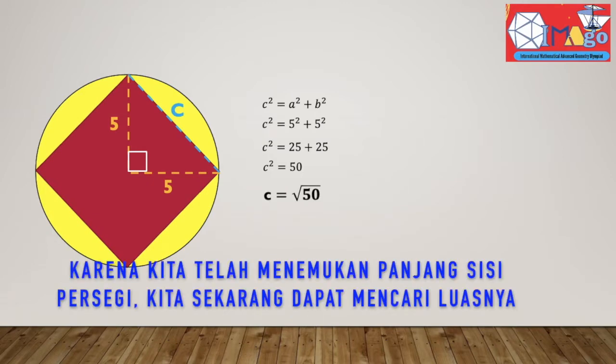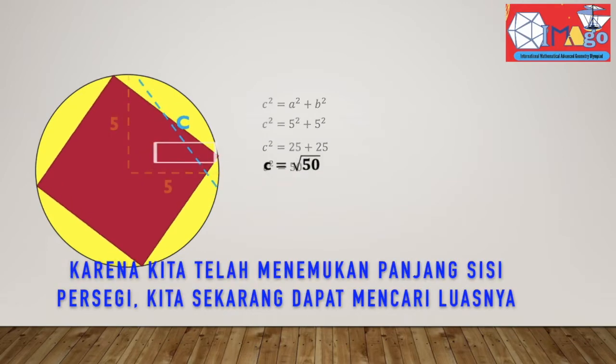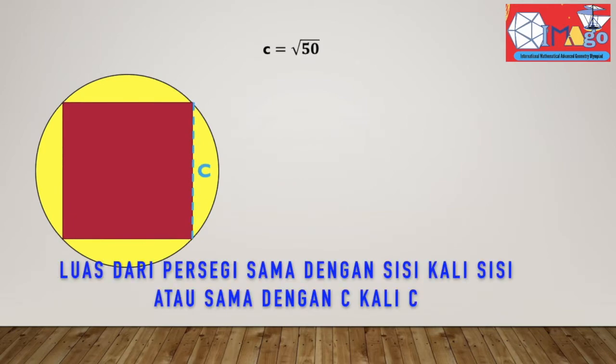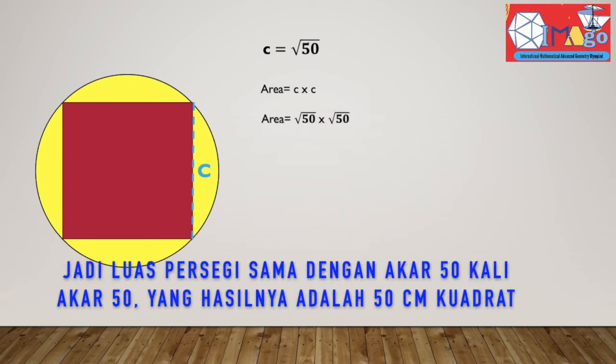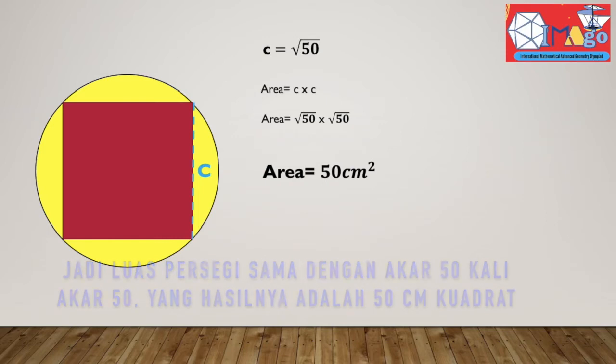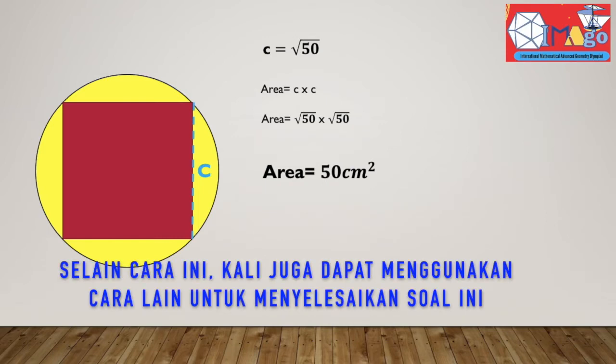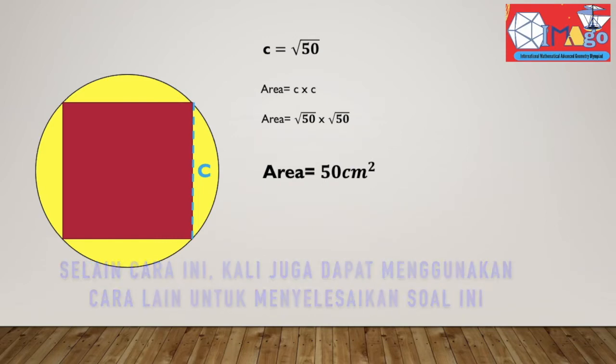Since we finally found the side length of the square, we can now find its area. The area of a square is equal to side times side, which is equal to c times c. Hence, the area of the square is equal to the root of 50 times the root of 50, or 50 cm squared. Besides this method, you can also use another method.